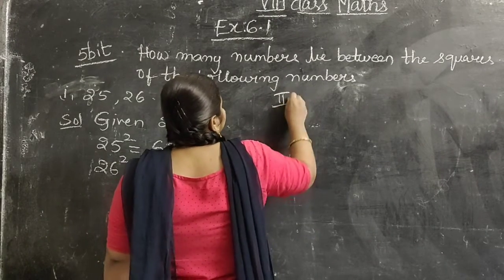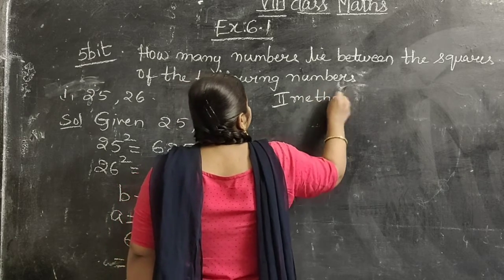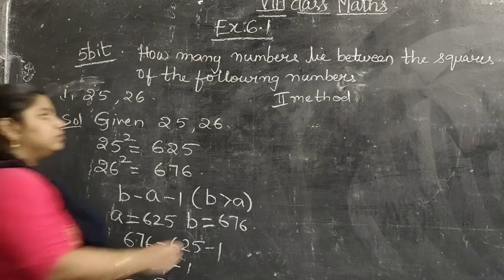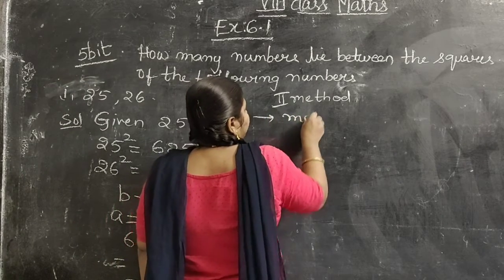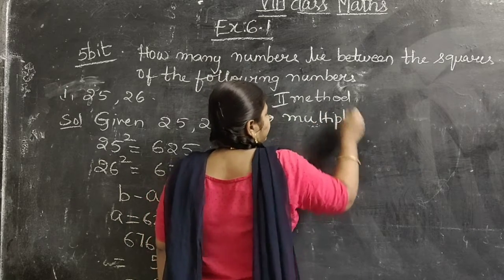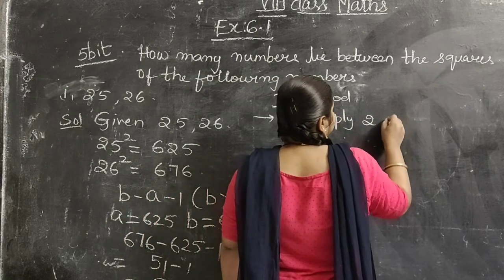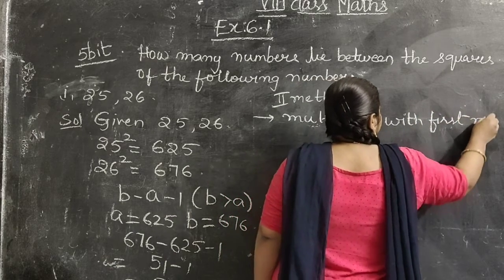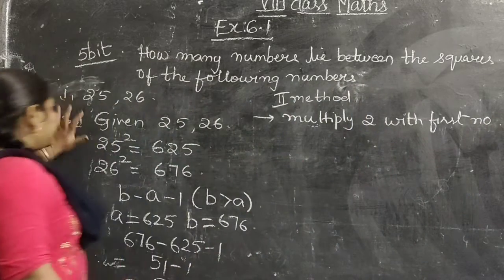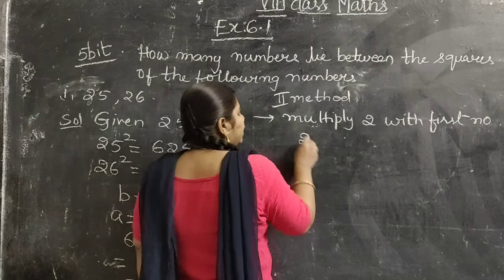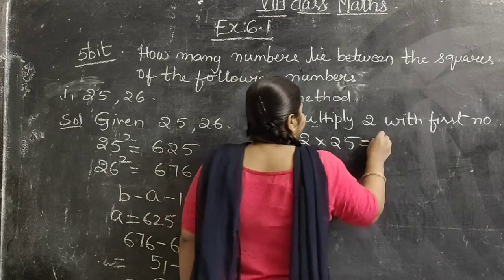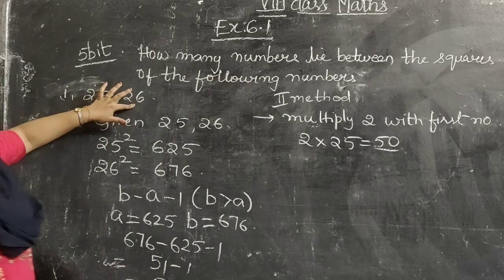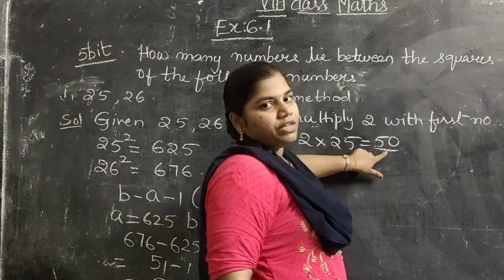And second method is directly multiply 2 with the first number. So what we have to do, we have to multiply 2 with this first number. So what is the first number here? First number is 25. So directly you multiply 2 into 25. 2 into 25 is how much? 50. So between this 25 square and 26 square, how many numbers will be there? 50 numbers will be there.